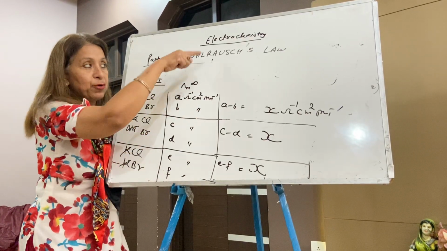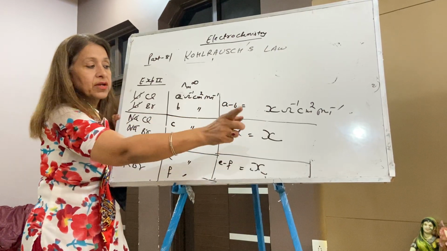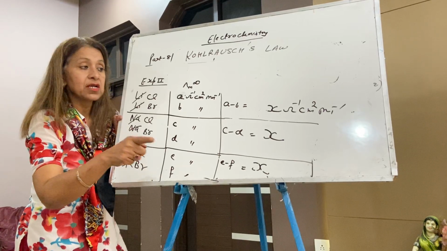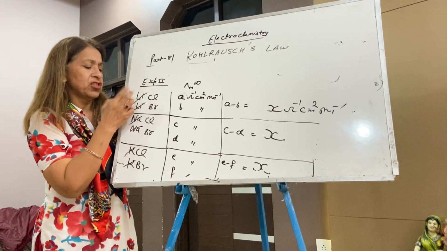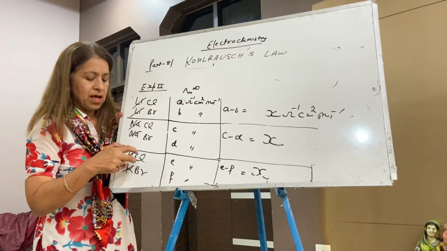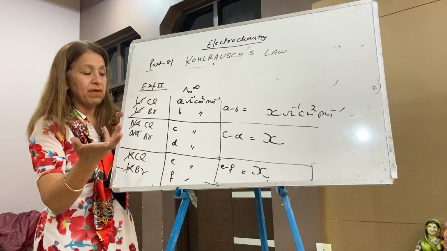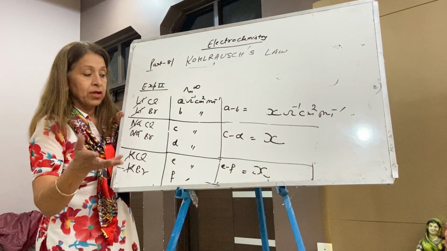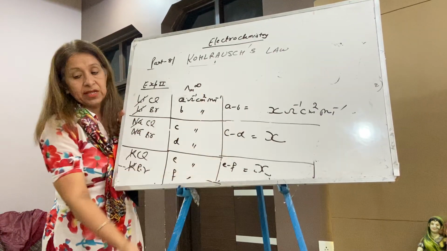The answer really came the same during the time of Kohlrausch's law. Now what will you say? Why is the answer the same in the experiment? This experiment suggests no matter whether lithium is there with me, or sodium is with me, or potassium is with me, it doesn't matter. I am chloride minus bromide, I am chloride minus bromide, I am chloride minus bromide. No matter whatever the cation is present with me.